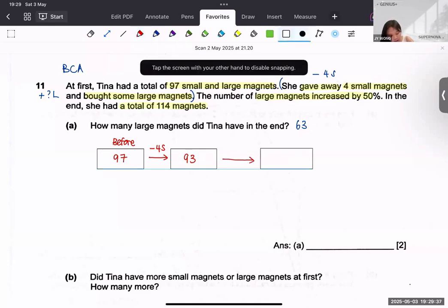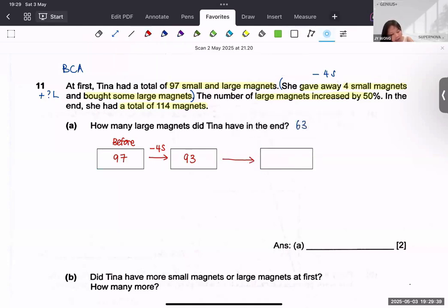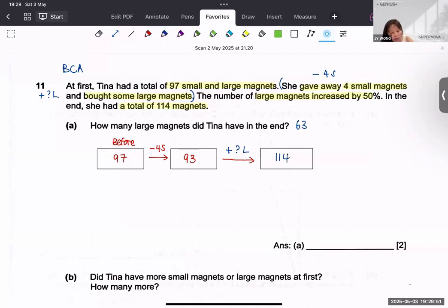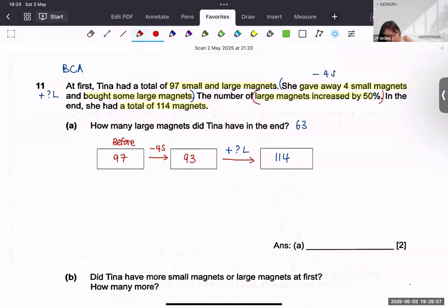If you see carefully, there's one more change. They did say that you plus some large. So how many large? We do not know how many large, but we know that in the end it's 114 Manex, in the end, total. But we do know something. This is the most important information here. The large Manex increased by 50%. So this to here is the increase in large Manex.